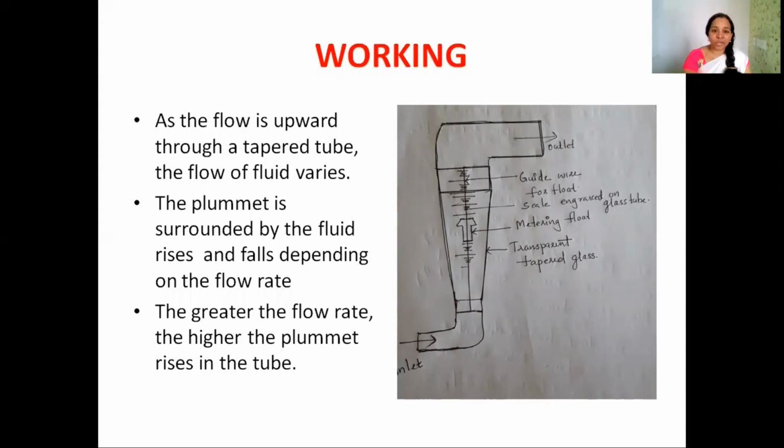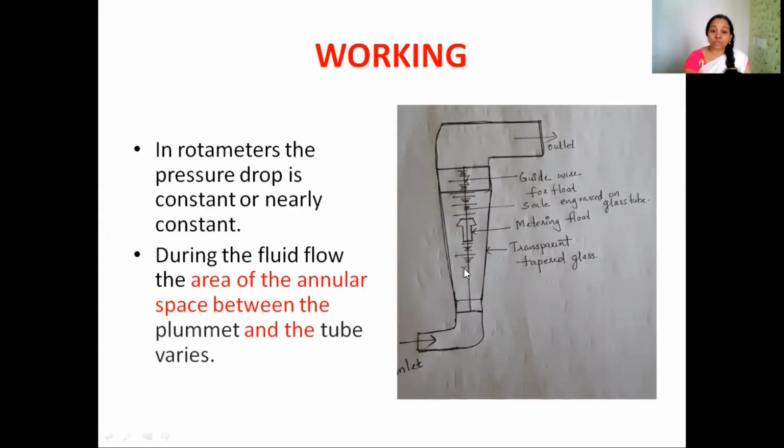Now let's talk about the working of rotameter. Here you can see our rotameter. It is connected to the inlet of the pipeline and the upper part is connected to the outlet of the pipeline. And the liquid is passing through this pipe into the rotameter. During the flow of liquid through this rotameter, the plummet may rise through the tapered tube depending upon the flow rate of liquid. If the flow rate is very high, then the plummet may rise in the tube.